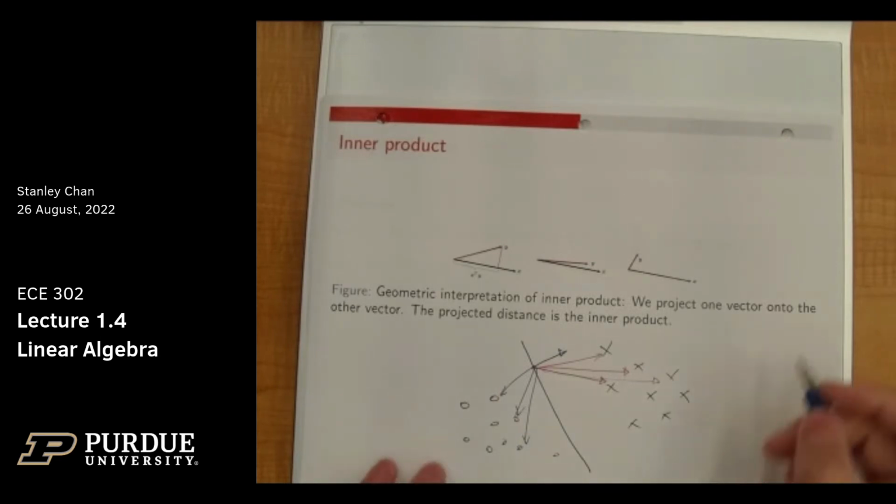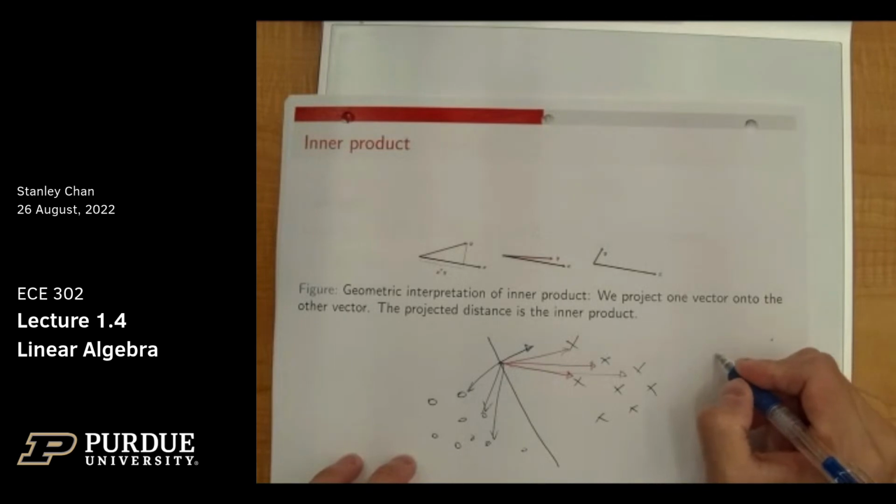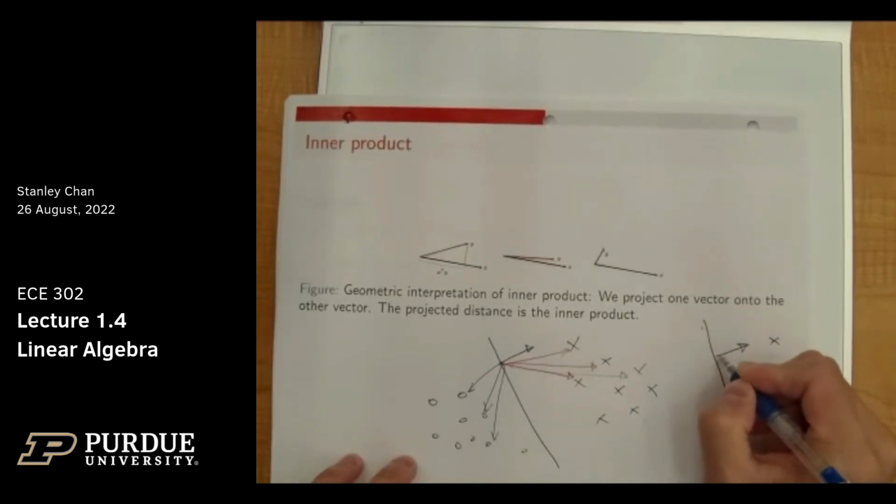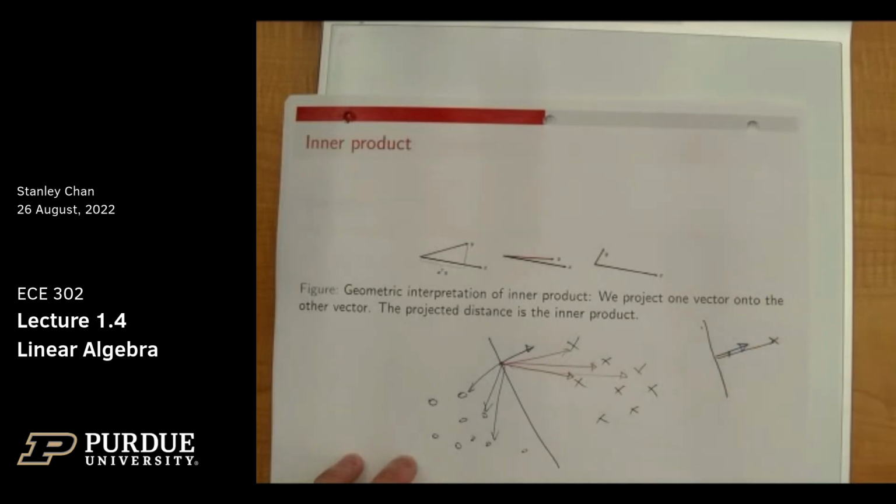Okay? So if you're still puzzling, if this is my normal vector and this is my point, I take the inner product here, and this is my angle. It's less than 90 degrees. I look at this other point here, and it will also be less than 90 degrees.